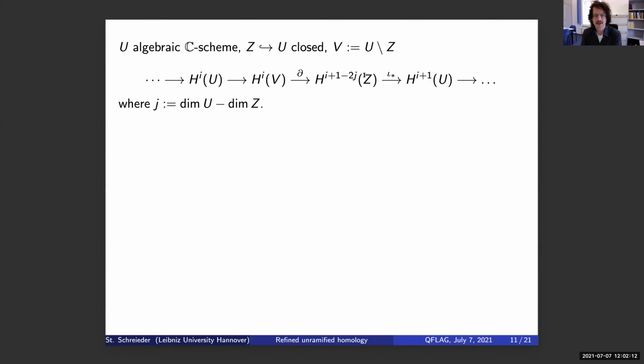And that sequence is the key player, because the problem we want to address is, given a class on some open subset, does it extend to a bigger open subset? And the sequence exactly says that, well, it does if some residue maps are zero.